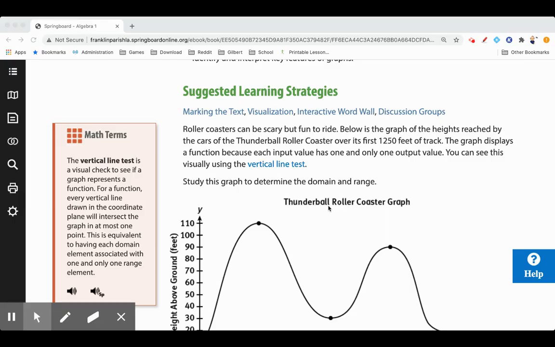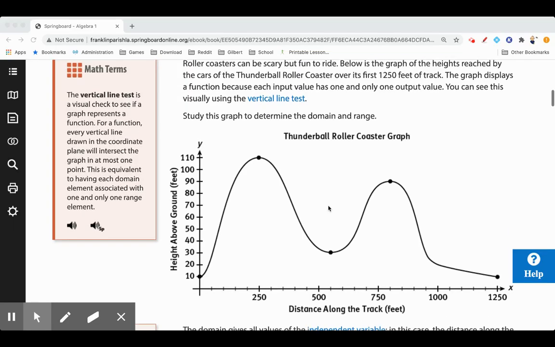Roller coasters can be scary, but fun to ride. Below is the graph of the heights reached by the cars of the Thunderball roller coaster over its first 1,250 feet of track. The graph displays a function because each input value has one and only one output value. And you can see this visually using the vertical line test. Now, the vertical line test is a way to check graphs to see if they're functions or not.